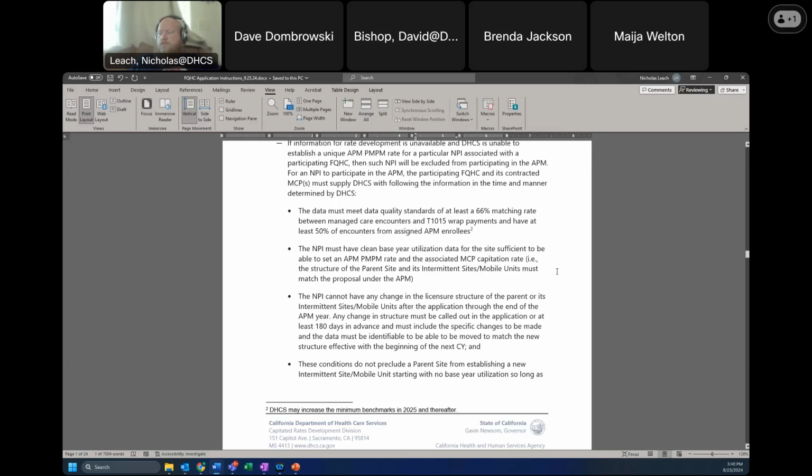Identifiable, again, I can identify the encounter data and the enrollment data that relates to the new match, right? I can identify it. So if this implies that I can provide data to DHCS and Mercer that identifies the encounter data and the enrollment data that should be utilized to set the rate, that is my interpretation of this entire section.